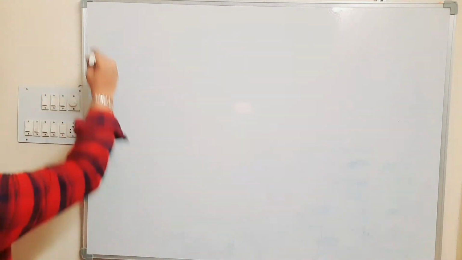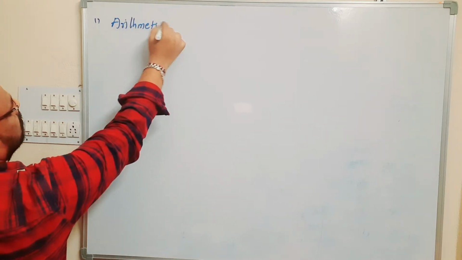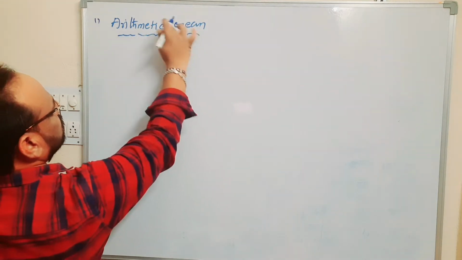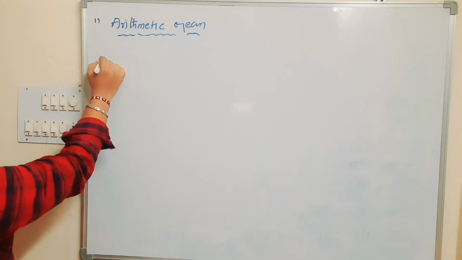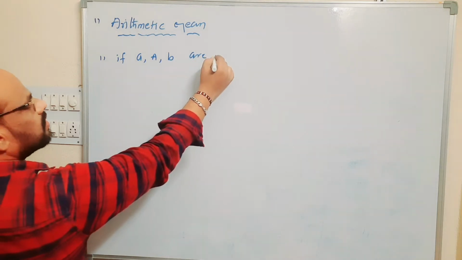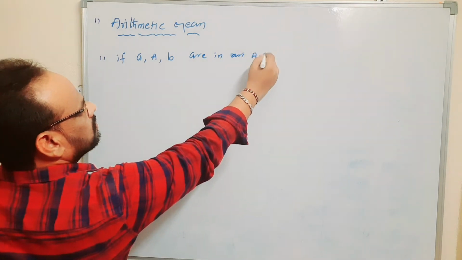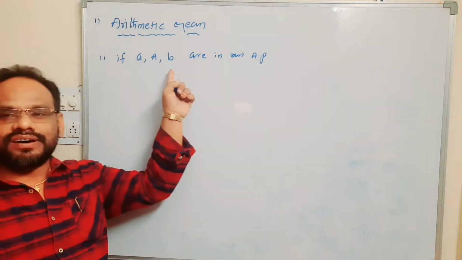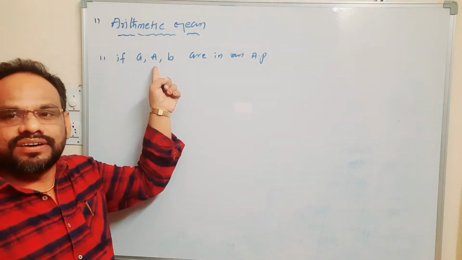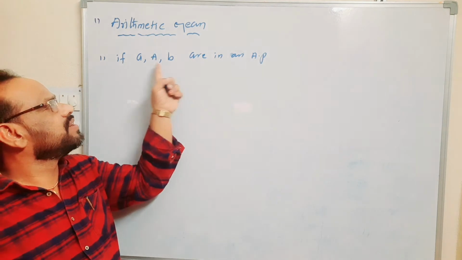First one, arithmetic mean. If a, capital A, b are in an AP, if a, capital A, b are in an arithmetic progression, then here A is called the arithmetic mean between two numbers. Here A is called what? Arithmetic mean between two numbers.